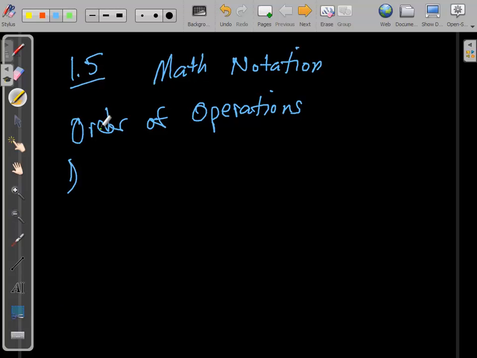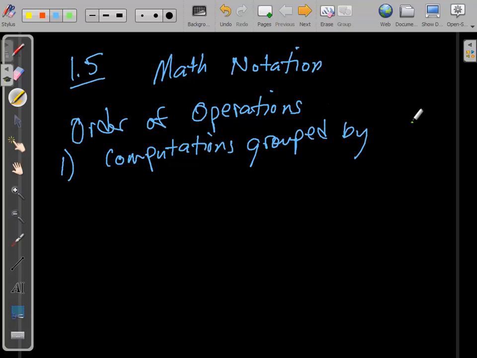So the very first thing we want to do is anything listed in parentheses. So if we have computations grouped with any sort of grouping item, so maybe absolute value, parentheses, brackets, braces, we're going to do that first. So computations grouped by parentheses or brackets, absolute value, we're going to do those first.